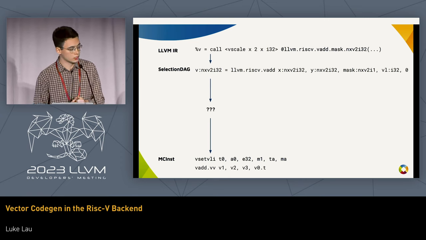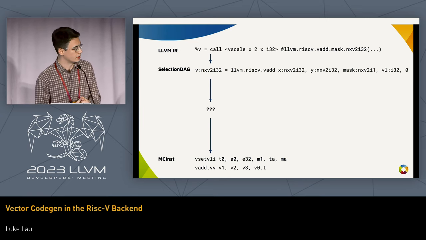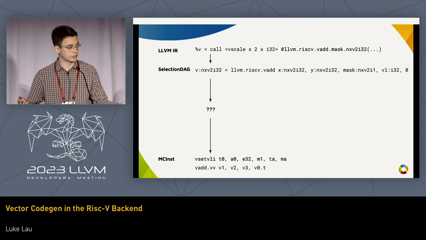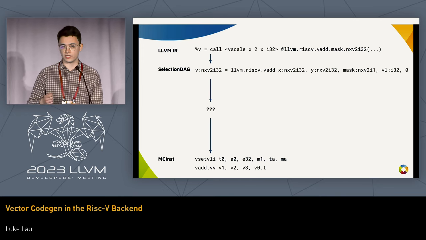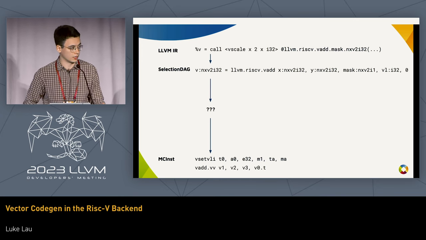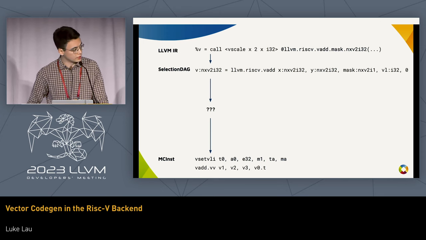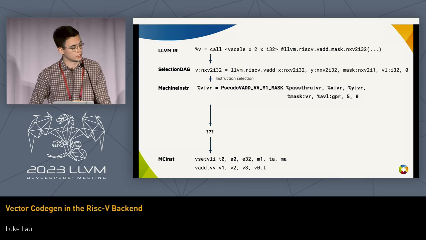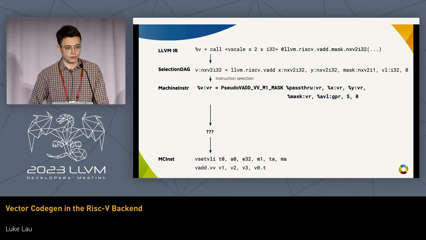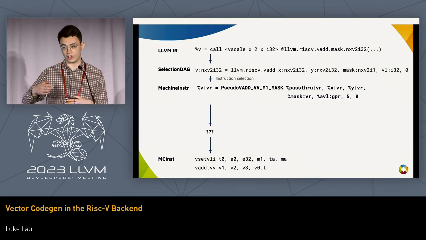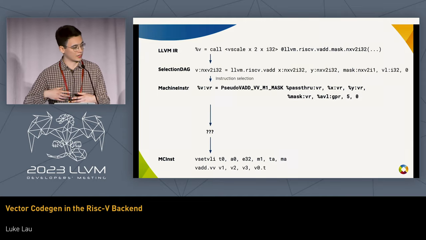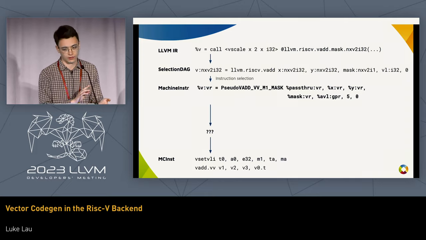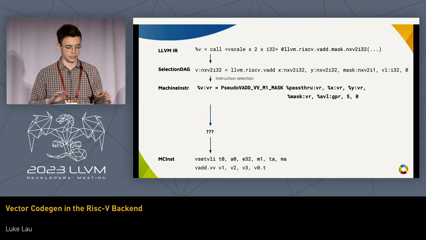But we can't just select a vadd here, right? Because vadd on its own doesn't have all the necessary information to carry out the semantics. We need to perform a vsetvli to set up the VL register and the VType register correctly. So what we do instead is that we select a pseudo instruction, and we have lots and lots of these pseudo instructions. These basically copy one-to-one all the underlying vector instructions that we have in the RISC-V ISA, and we have variants for all the different types of LMUL. We have variants for whether or not they have a mask or not. There's a dizzying number of them.